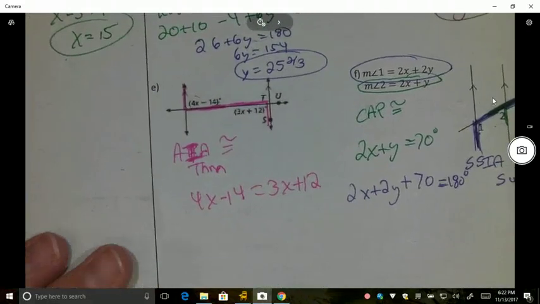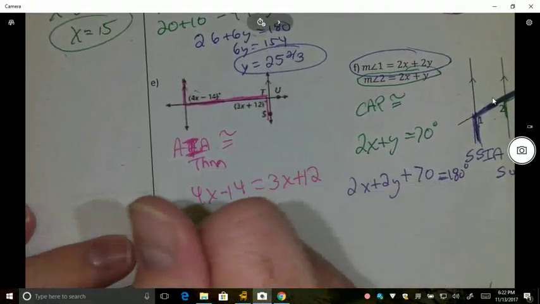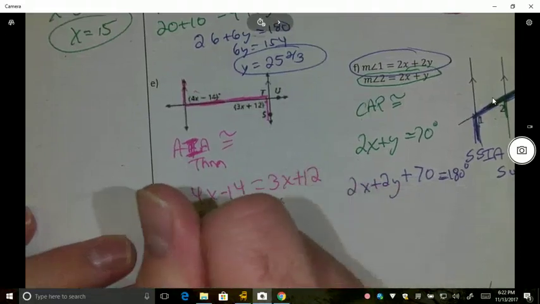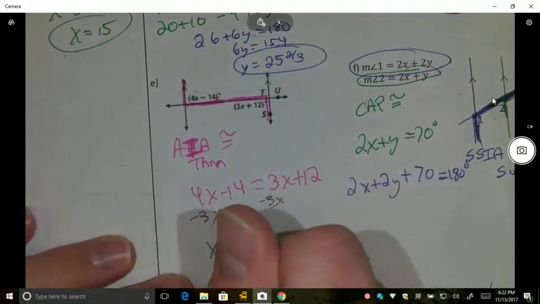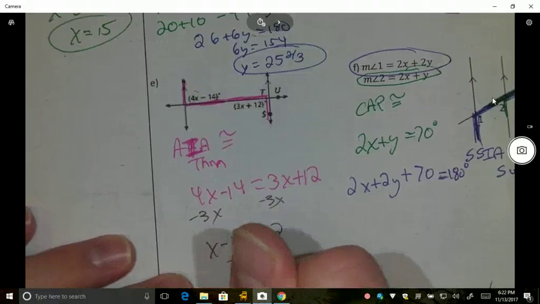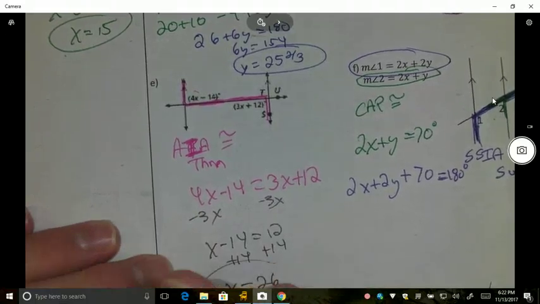For letter E, we don't have a two variable system. I just have to solve for x. Subtract 3x from both sides. X minus 14 equals 12. Add 14 to both sides. X equals 26.